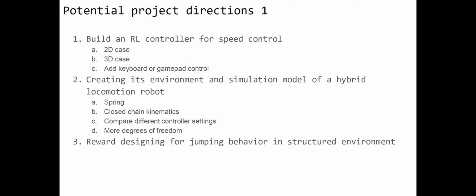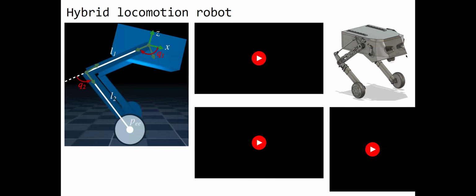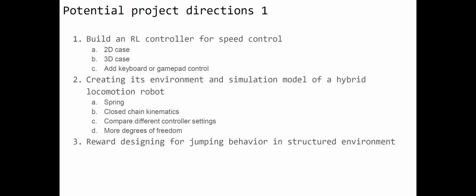The second type of tasks for this work is making your own environment and simulation model of a hybrid locomotion robot. So what you can do, firstly, is work with springs. You can add spring systems to the mechanism. As on the previous slide, you can see at the knee of the robot there is a rotational spring, which partially compensates the gravity of the robot. And hence, it makes the robot spend less energy to support itself in a stable situation when it just stands up. Second is to play with closed chain kinematics.